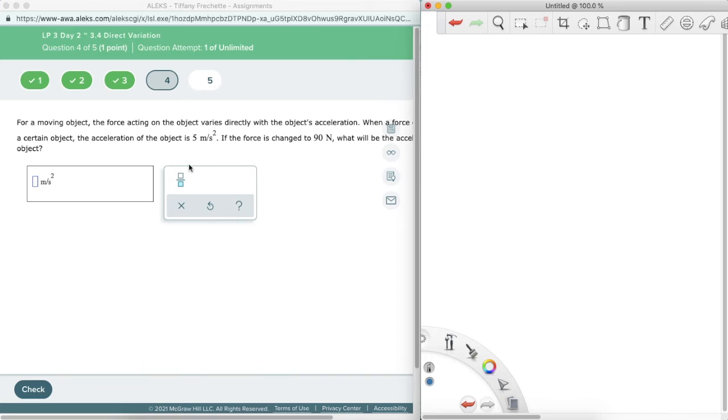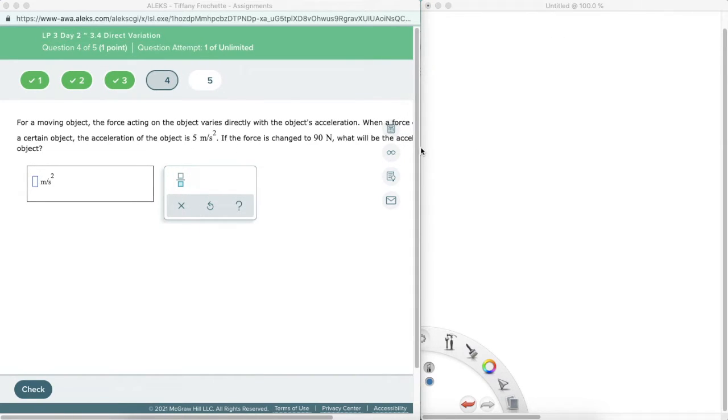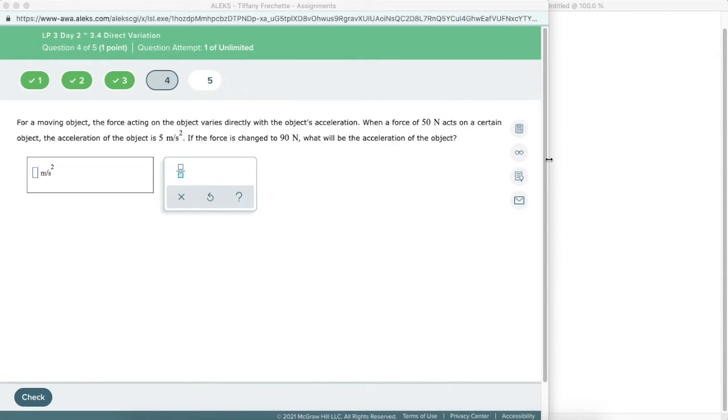Okay, so this says, and let's see, I'm going to make this screen just a little bigger. Oh, why won't it? There we go. For a moving object, the force acting on the object varies directly with the object's acceleration. When a force of 50 newtons acts on a certain object, the acceleration of the object is 5 meters per second squared. If the force is changed to 90 newtons, what will be the acceleration of the object?